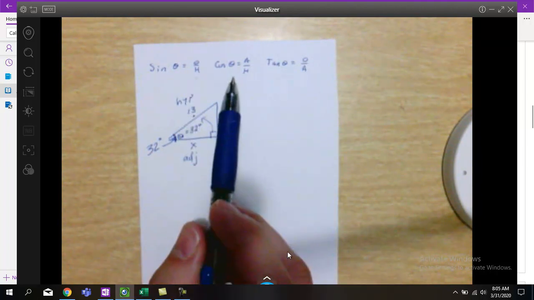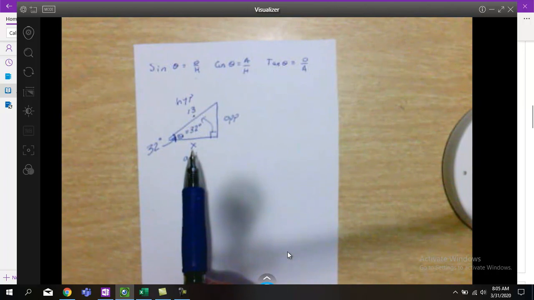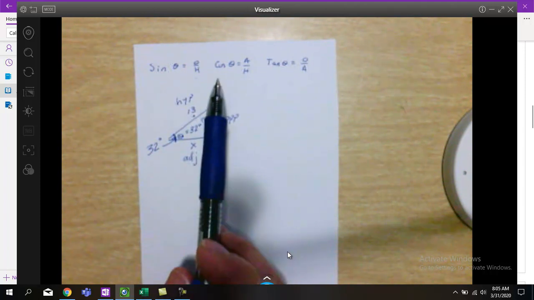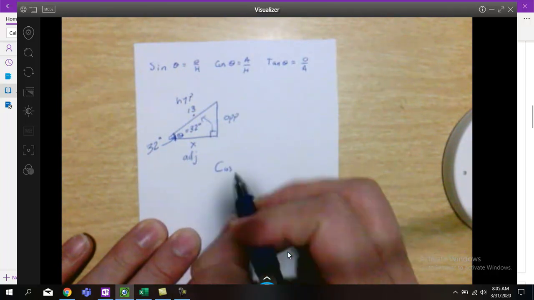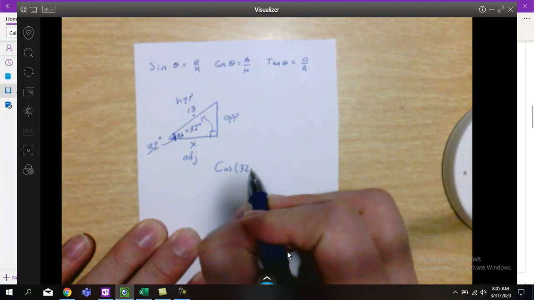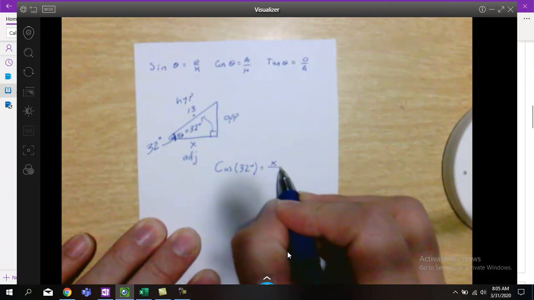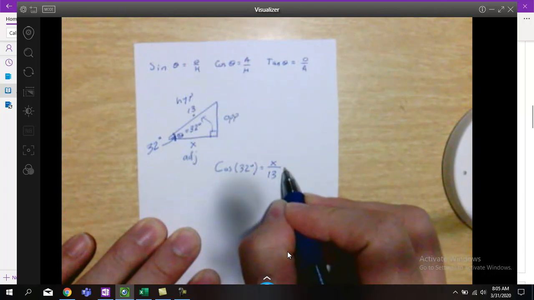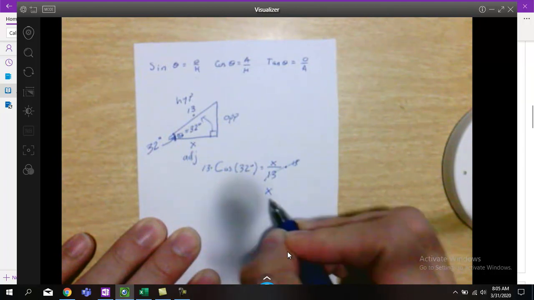In terms of which one to use, the question is what do I want to know? The missing side that I'm being asked to solve for, x, is the adjacent side. So I want to pick the one that has the adjacent side, and that would be cosine. I'm going to start with cosine of my angle 32 degrees equal to the adjacent, which I'll call x, over the hypotenuse 13. I'm going to solve this by multiplying by 13 on both sides, and now my x is alone.